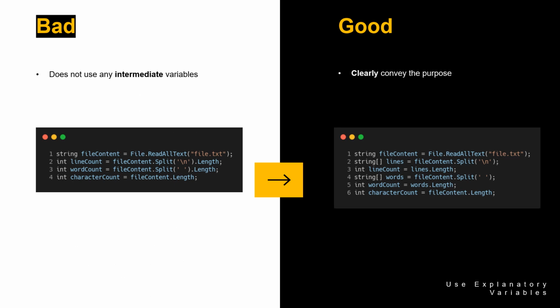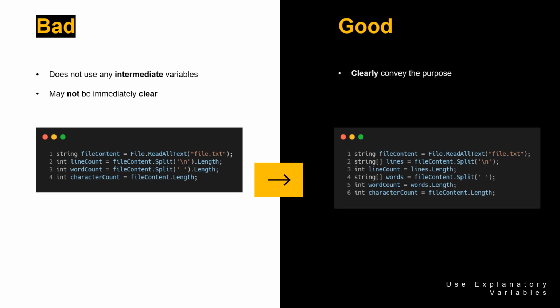This means that all the processing is done in a single line of code, which can make it harder to understand what is happening. Additionally, the code uses the split method and the length property, which may not be immediately clear to someone who is not familiar with them.